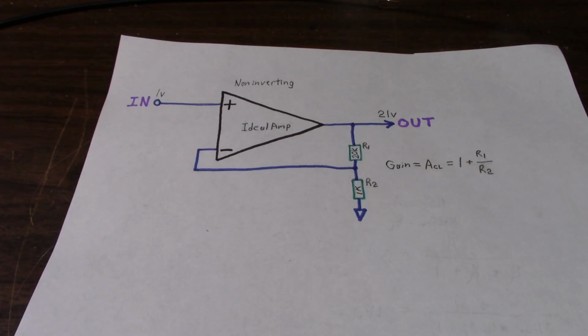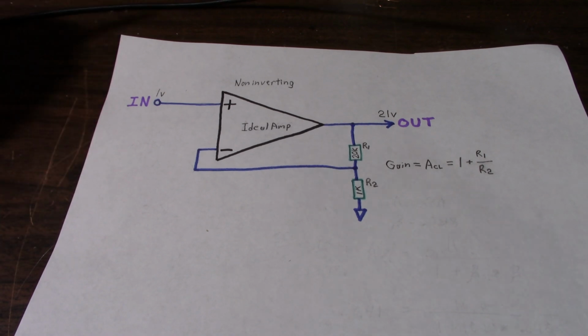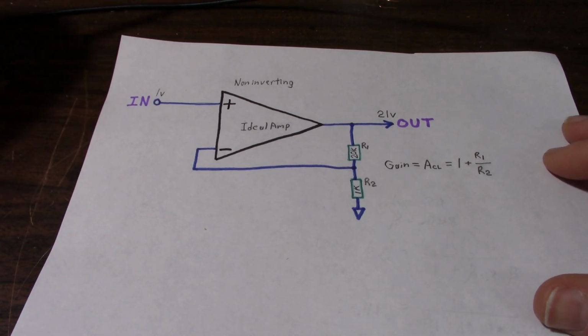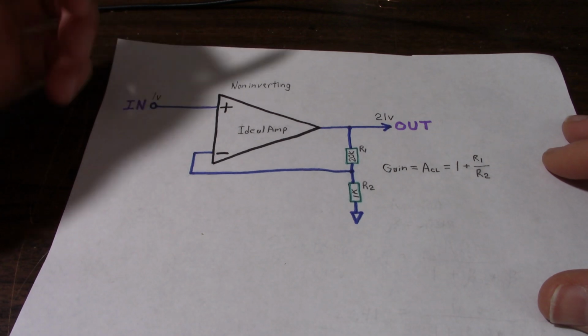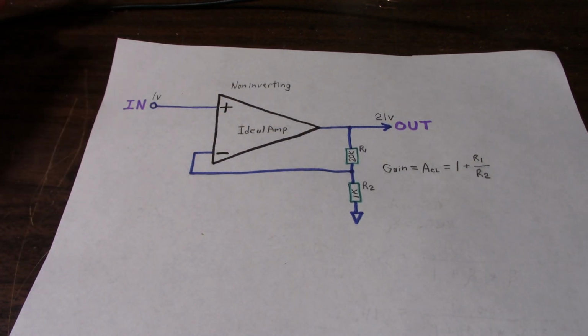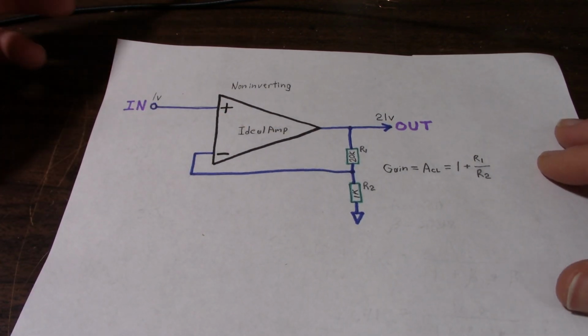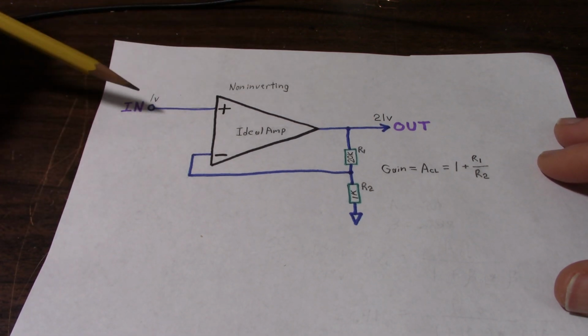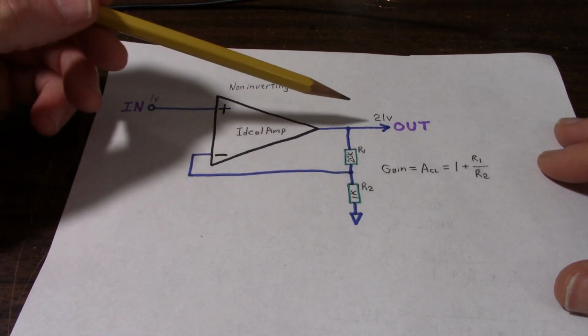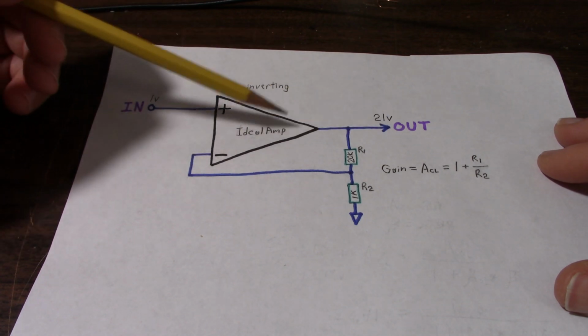Okay, it's your favorite time, mathematics. Let's apply some mathematics and see what happens with this circuit. Demonstrate some conditions of this negative feedback. Well, first let's see what's happening here. Well, we put our 1 volt in and we're set up here to get 21 volts out.